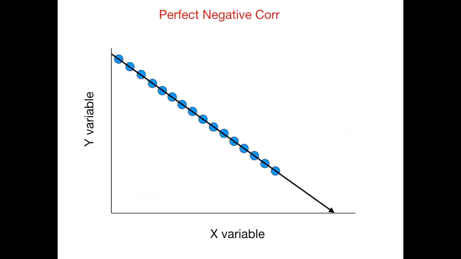Again, this would be a perfect negative correlation, and it's going to hold a correlational coefficient of -1 to -0.99. The only difference from the positive is that the slope of the line you can draw through these points is going to be a negative slope, versus a perfect positive, where you can draw a line through the points but it's a positive slope line, not a negative slope.